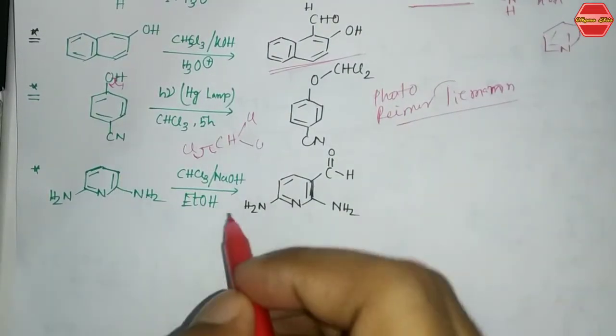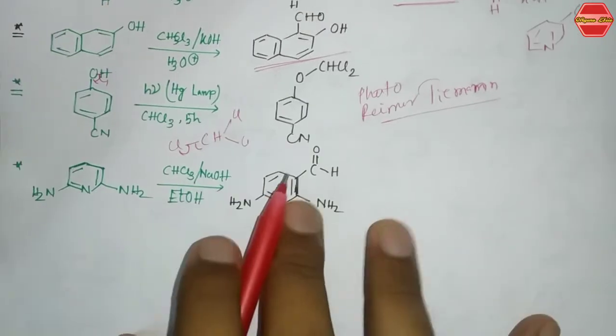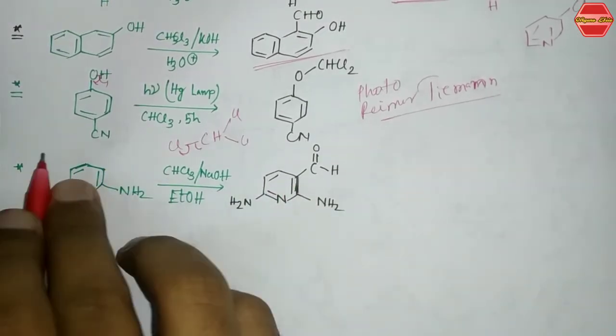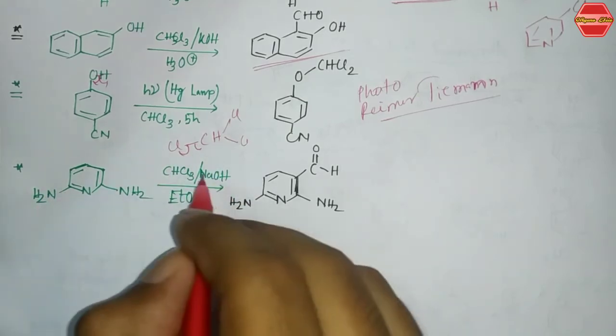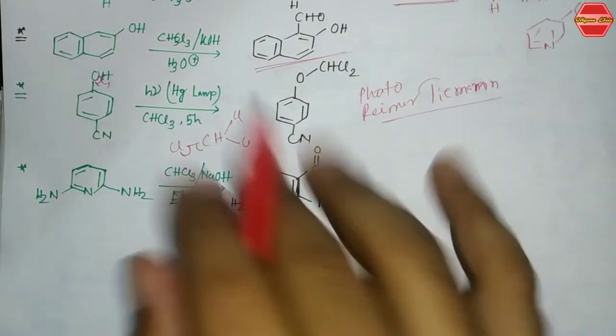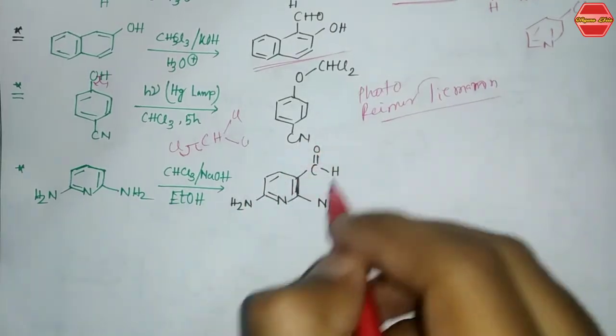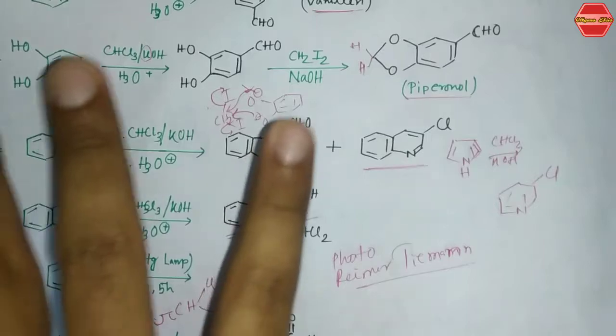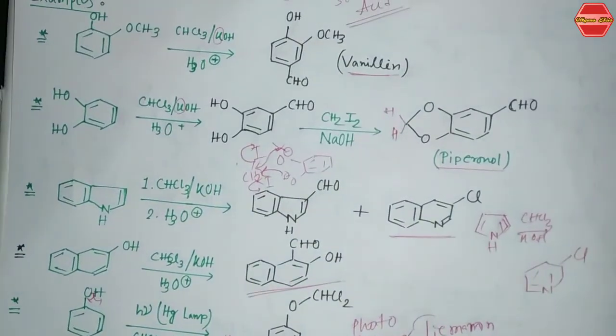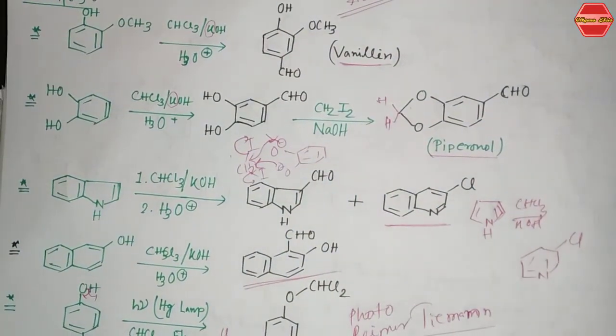Now one of the important and last examples for this Reimer-Tiemann reaction is where we are using this substrate and the same condition as the Reimer-Tiemann, so you are getting this aldehyde in this position. So these are your overall examples for the Reimer-Tiemann reaction.